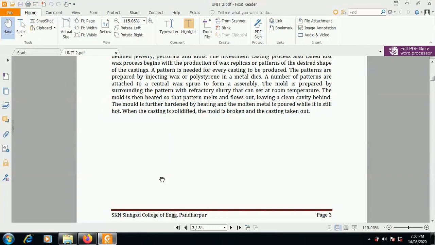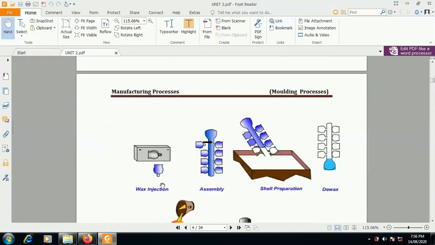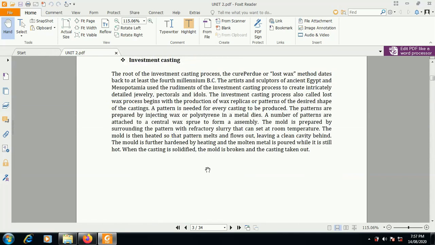Afterwards, a number of patterns are attached to a central common sprue to form an assembly. By using a wax welding technique, an assembly of the various patterns is made on this common sprue. This common sprue and all these patterns are made of wax or polystyrene, but most of the time we use wax as the pattern material. By looking at this pattern assembly, you can judge that this process is suitable for mass production. At a time, with this particular assembly of patterns, we can manufacture 8 different castings.